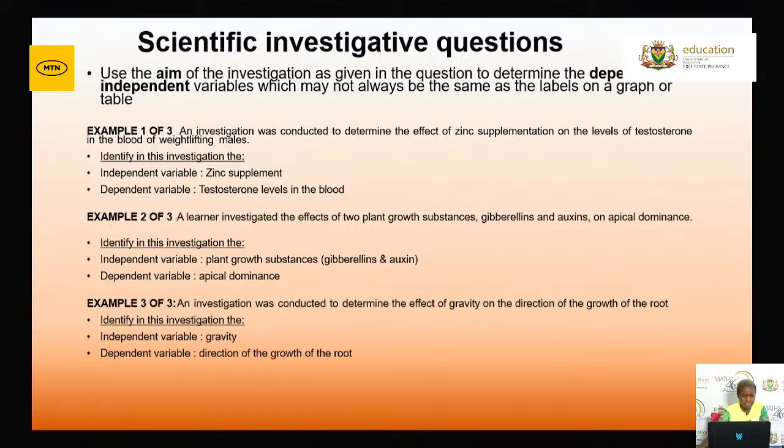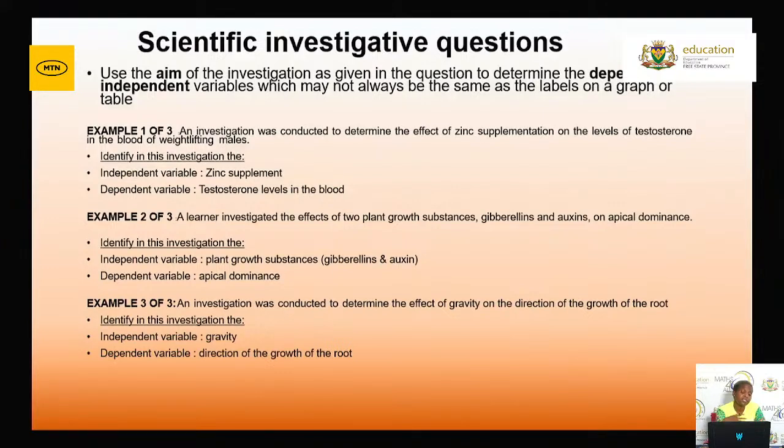I'm going to give you examples here. I have 3 examples, and the first one is as follows. An investigation was conducted to determine the effect of zinc supplementation on the levels of testosterone in the blood of weightlifting males. The factor that we are investigating in this investigation is the zinc supplements, the effects of zinc supplementation on the levels of testosterone.